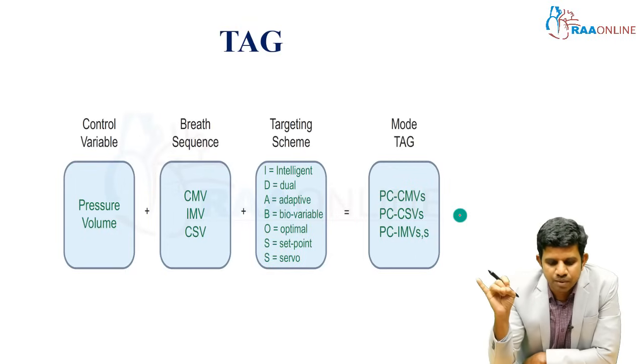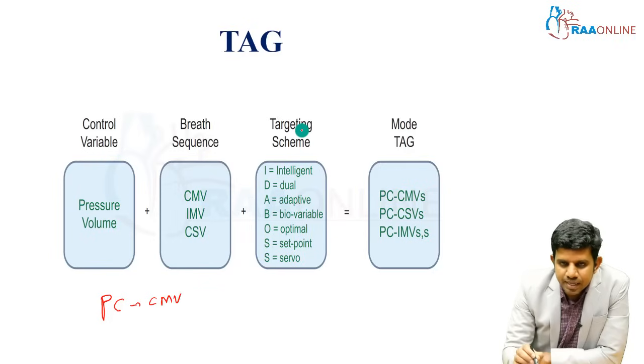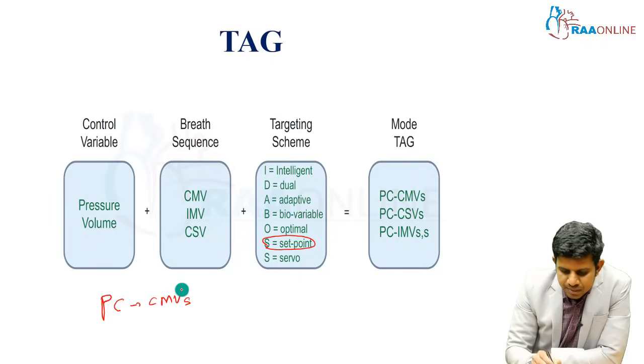So, how will you tag the mode? The first thing is the control variable: is it volume control or pressure control? For example, in pressure control, my control variable is pressure, so first I will write pressure. Next, the breath is continuous mandatory ventilation, so CMV. In the targeting scheme, for pressure control the pressure is set by the operator, so it is set point. So I will label it as PC-CMV-S. This is the pressure control we commonly talk about. PC-CMV-S means the control variable is pressure.